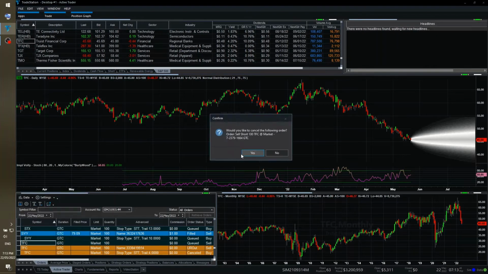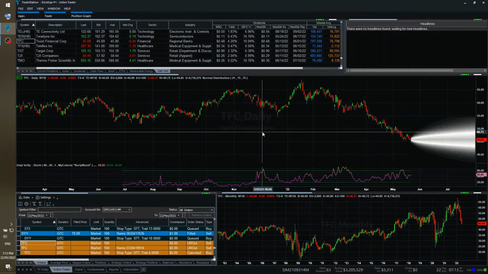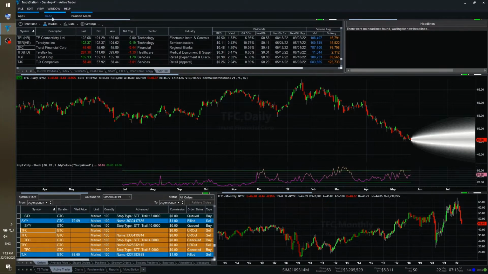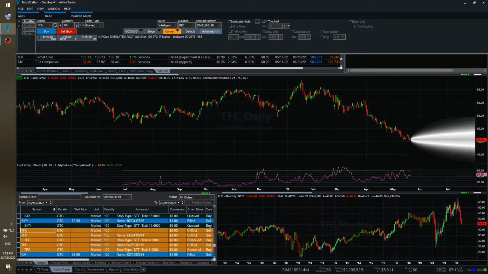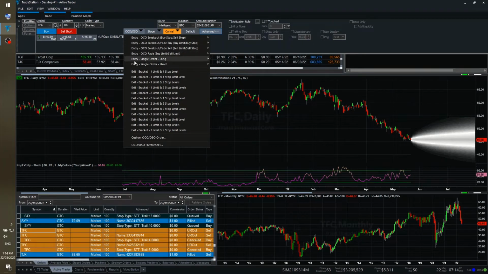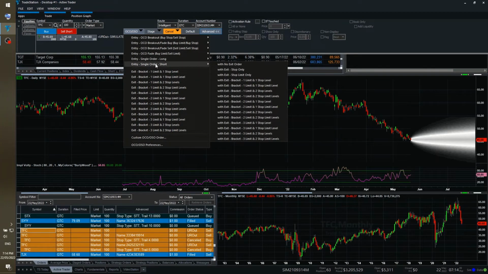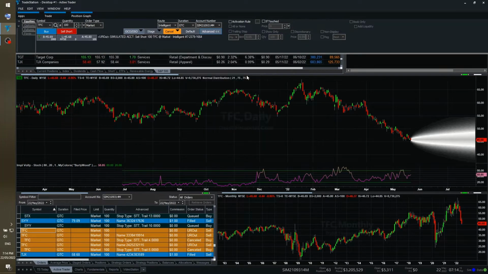Cancel this, and then we'll do it again. We click the TFC and we click the trade manager, set the same thing here, but now instead of clicking the sell short button, we use the order option, cancel order, start order many, and then we move to the entry single order short and use the stop limit only.